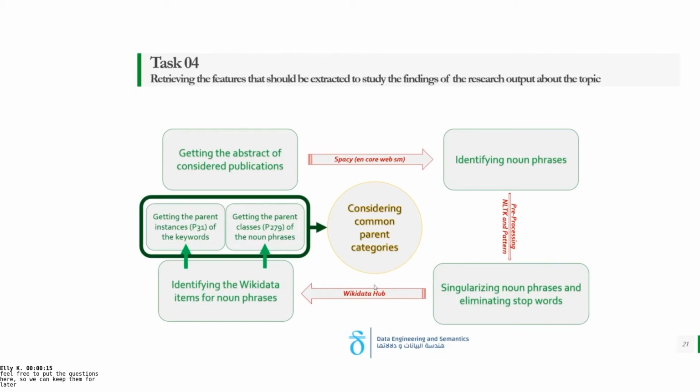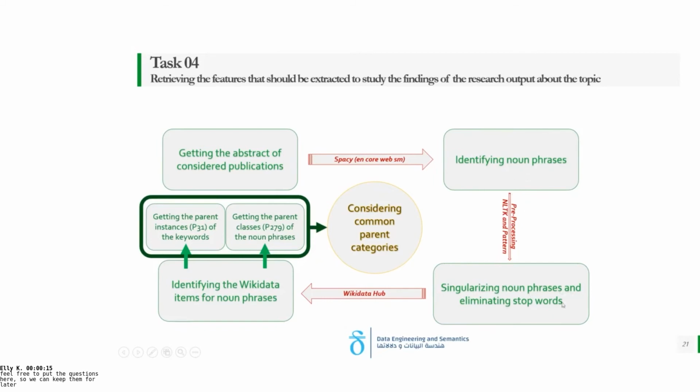Okay, concerning the last task, it is retrieving the features that are extracted to study the findings of the research output about the topic. If you attended the scientific meeting this morning, I explained that we can use spaCy alongside Wikidata to get topics from textual resources. So this is a real-life application of this. We are getting the abstracts of the considered publications and using spaCy, where there are plenty of pre-trained models, we are using en_core_web_sm. We are identifying the noun phrases, and then pre-processing them: singularizing noun phrases and eliminating stop words.